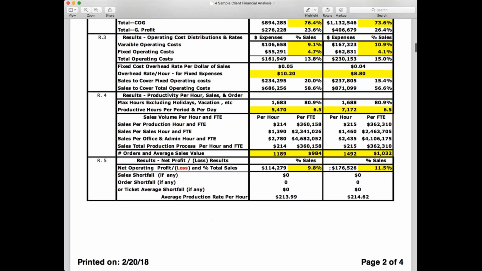Down in the next area, in number 4, the number of orders increased nicely, 1,200 to almost 15, but more importantly, the ticket average increased nicely. The net profit is interesting for this client because of the nature of their business. They have a very strong net profit, 9.8% initially, and that has crept up to 11.5%. That's a very good growth rate.